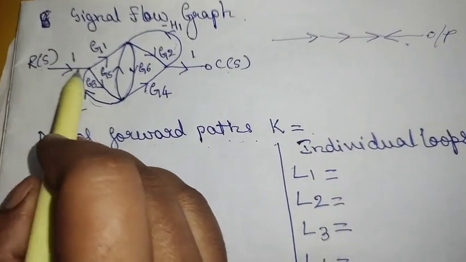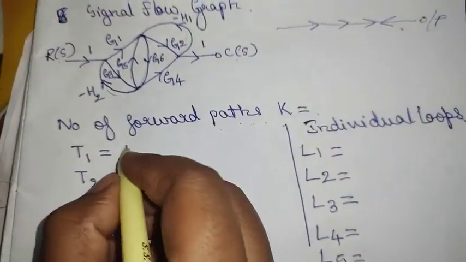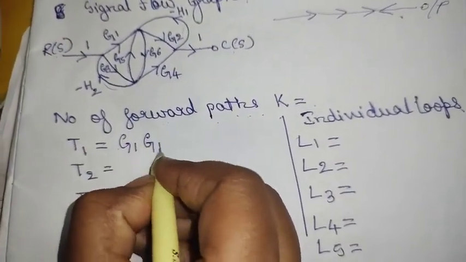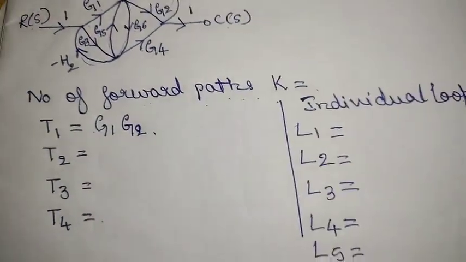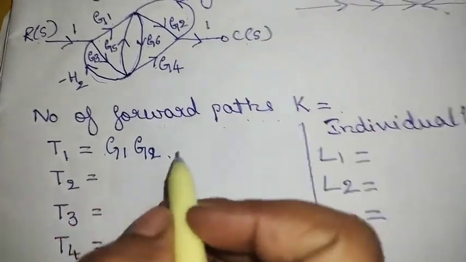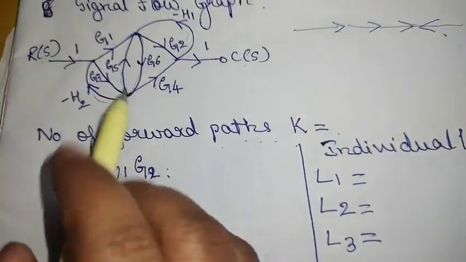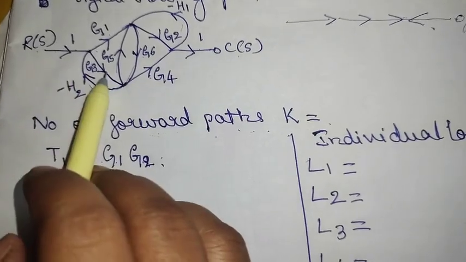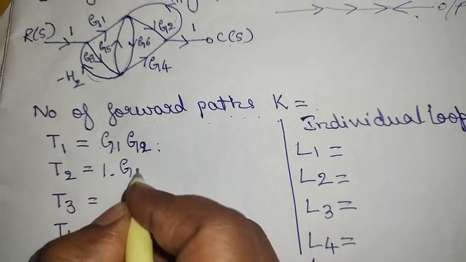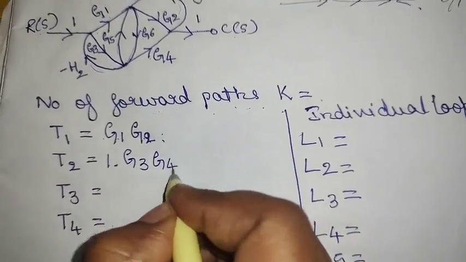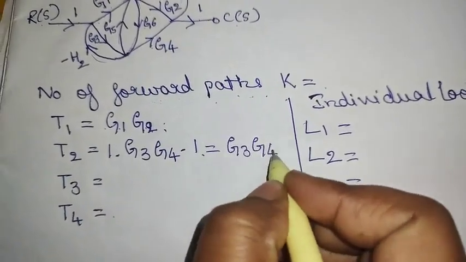First, if you observe here, 1 G1 G2 1, you can write here G1 G2, because even if you multiply 1 1, you will get the same thing. So write down directly G1 G2, or you can write 1 1 1 G1 G2 1, later you need to write G1 G2 only. Next, 1 G3 G4 1. I will write as it is, 1 G3 G4 1. So it is nothing but G3 G4.